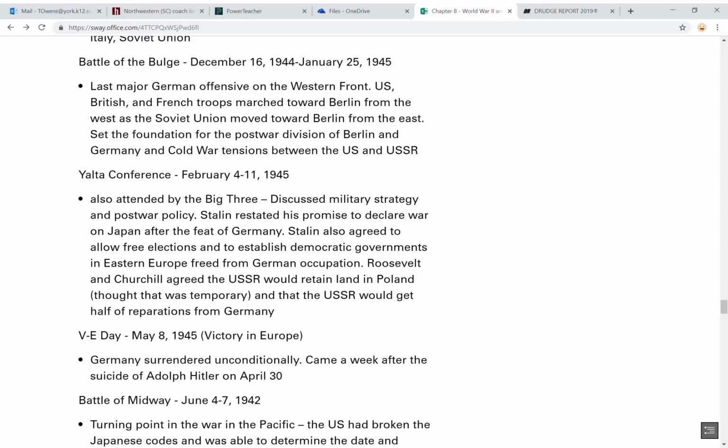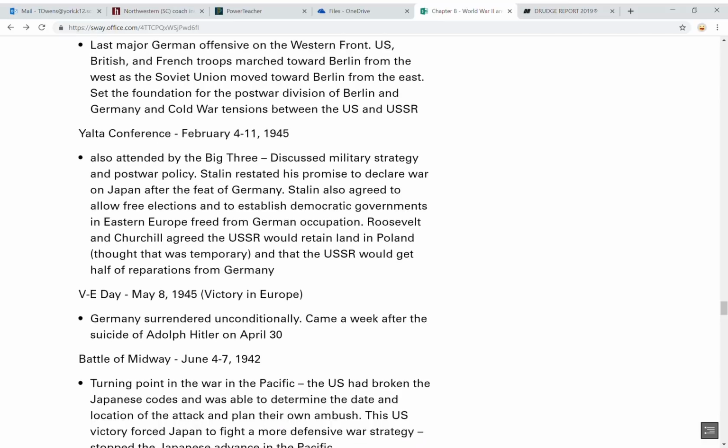And that's going to set us up for the division of Berlin, and it's also going to set up a lot of those tensions that the United States and the USSR, the Soviet Union, are going to have after the war. So you can see some of the beginning Cold War tensions starting here.